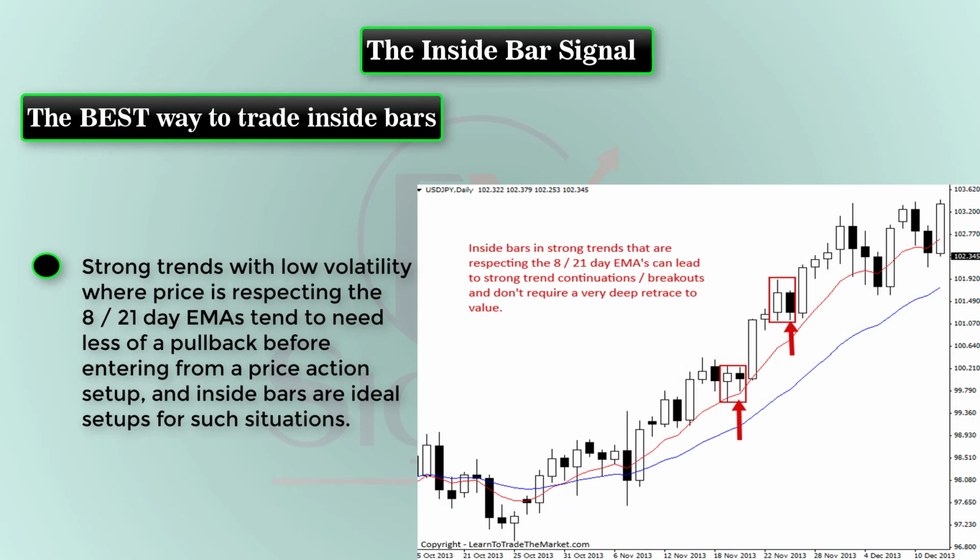Strong trends with low volatility, where price is respecting the 8 over 21-day EMAs, tend to need less of a pullback before entering from a price action setup, and inside bars are ideal setups for such situations.